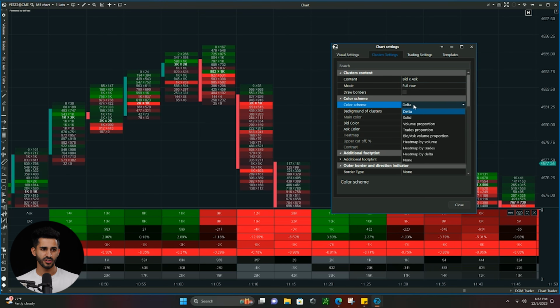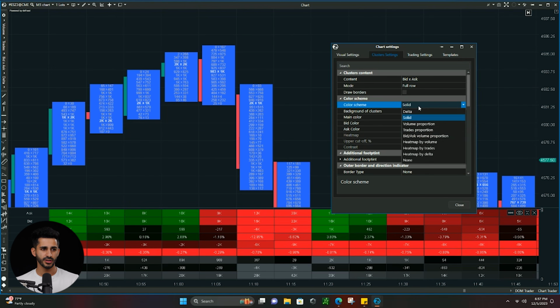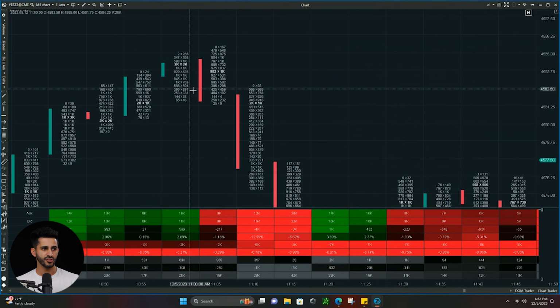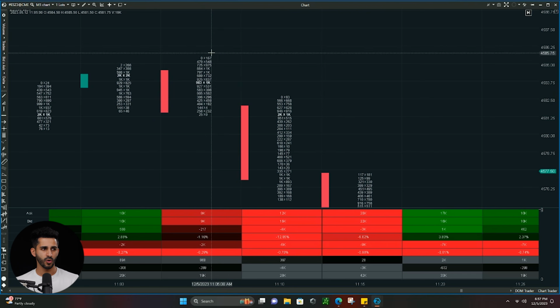I can also make this color scheme delta. I can make it solid. I can have none. If I have none, this is just showing me all the interactions, but I can't see the delta. Now you may ask, what is the delta? What do those colors mean?